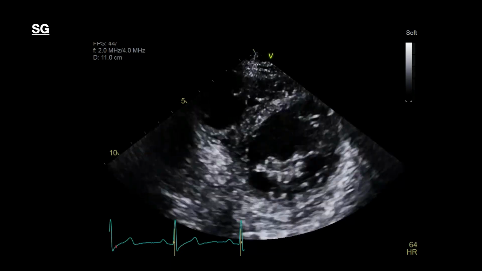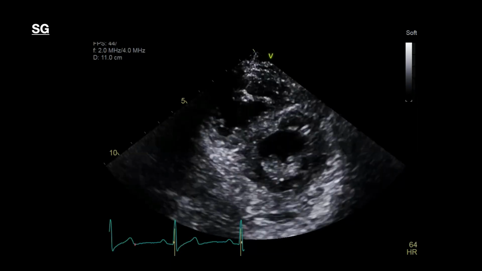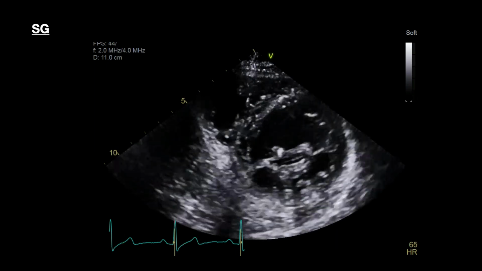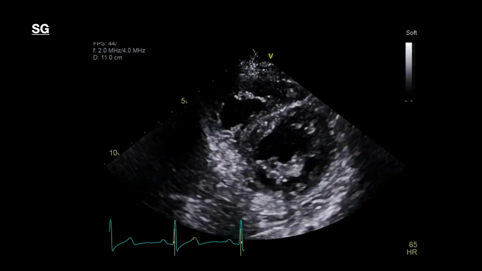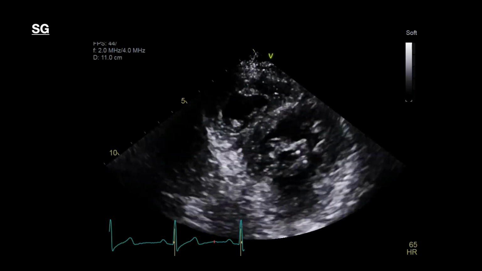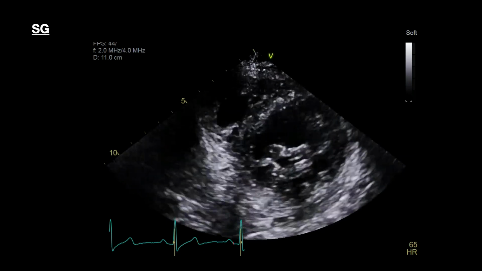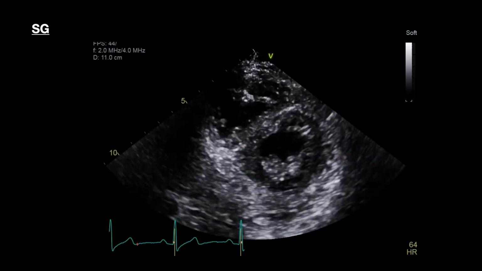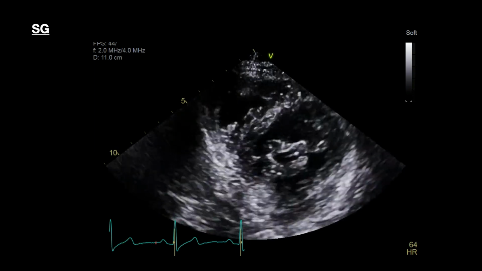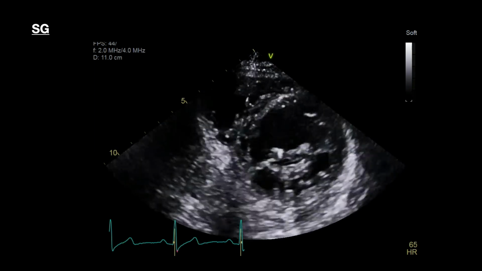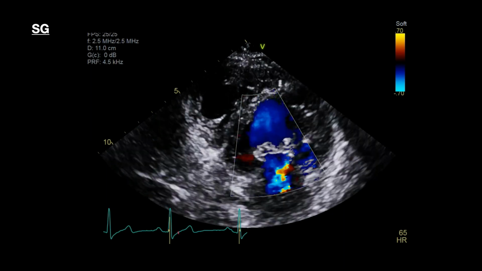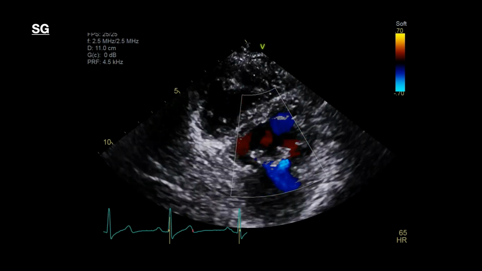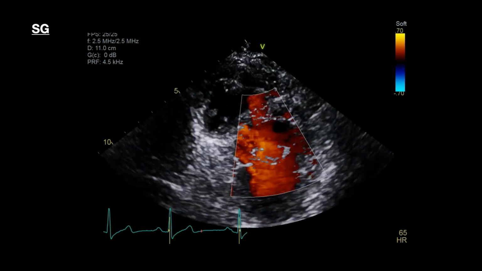So now we've moved to the mitral valve level in the parasternal short axis view. We can see here the mitral valve is barely opening at all, really. The leaflets are very thickened, and you can see commissural fusion again, which is characteristic of rheumatic mitral stenosis. Colour over the valve does demonstrate some MR, which we've seen in previous images.